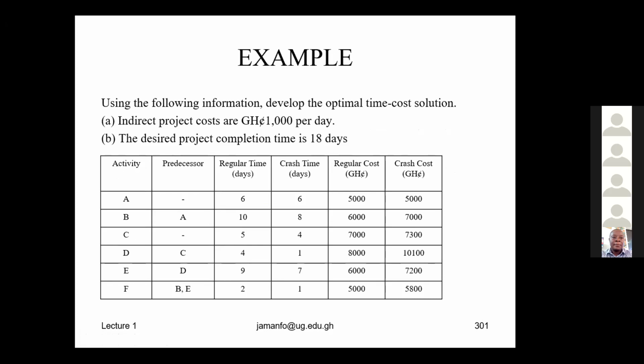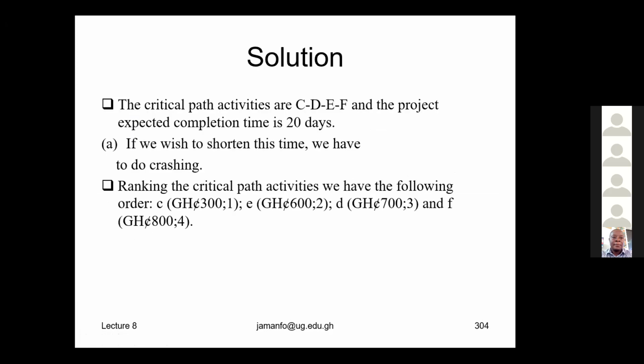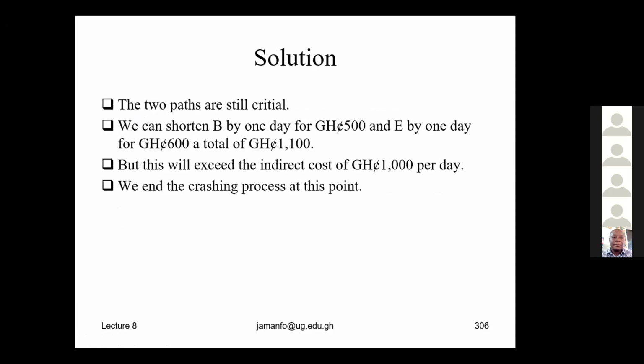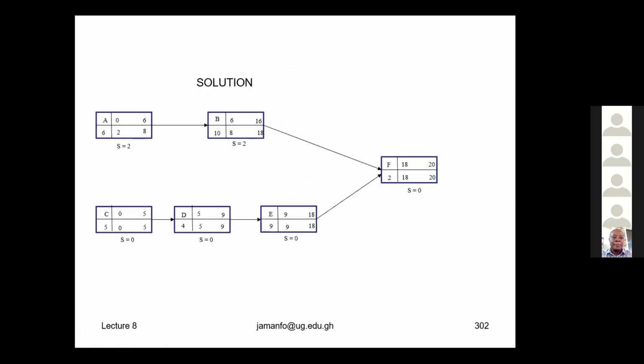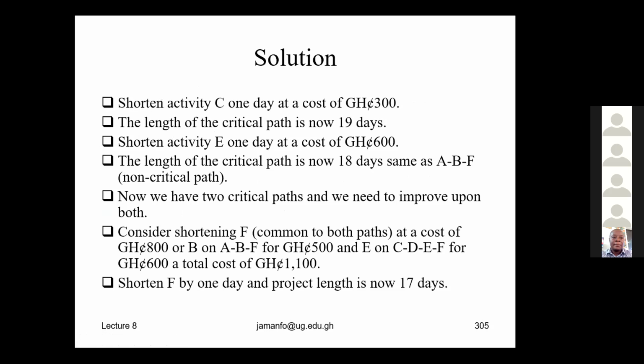In that case, the alternative is for us to focus on the activity which is common to both paths. If you look at our network diagram, F is common to both paths. And that is why we didn't crash D, but we had to crash F. That is your question answered. Yes, sir. Thank you. Class, any further question?